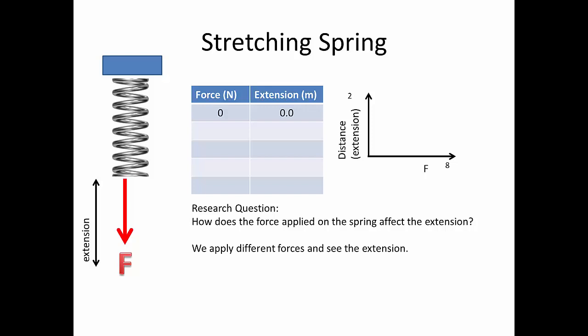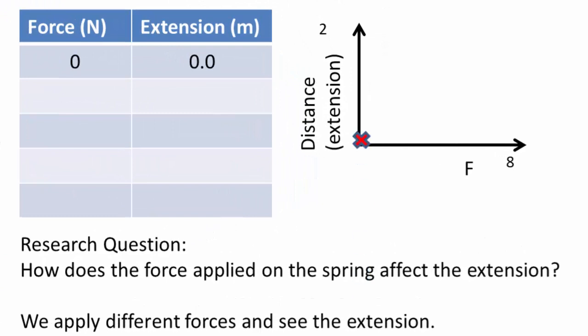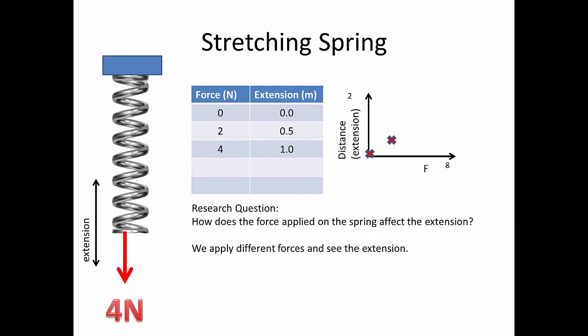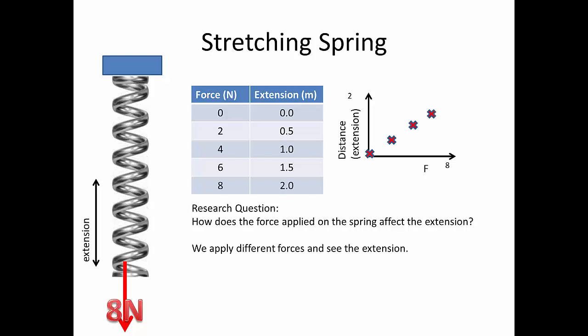The first point is 0 force gives 0 extension. That's obvious, so we plot that one first. Then we're going to apply 2 newtons of force, and you see that the spring is extended. 2 newtons gives 0.5 meters extension. And then 4 newtons gives 1 meter of extension. And we'll plot that. Next, 6 newtons give 1.5 meters of extension, and so on. And the last one, when we apply 8 newtons, is extended by 2 meters. So this is the graph we have plotted.